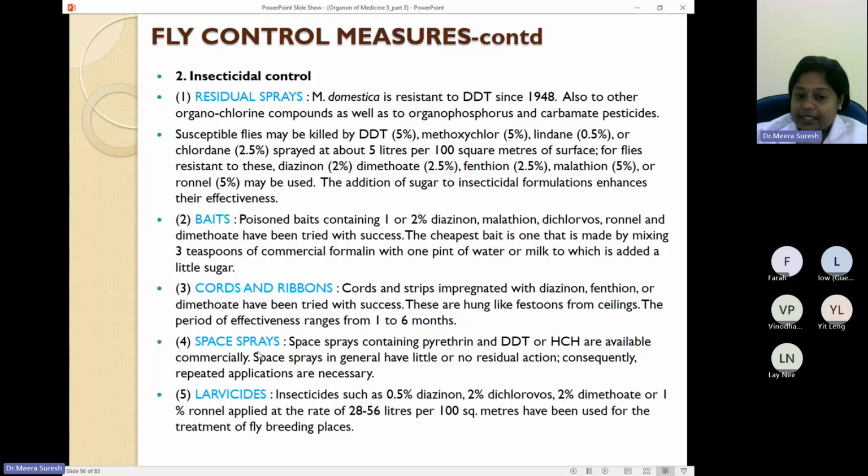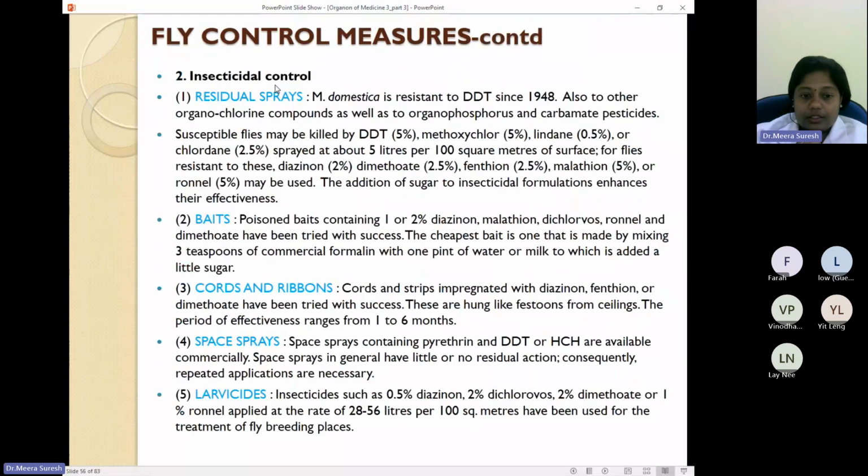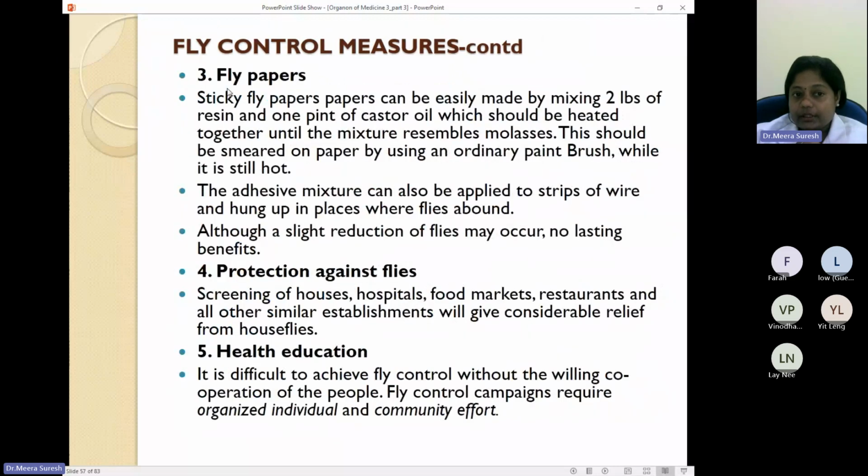We can also use space sprays, where pyrethrin, DDT, and HCH can be used, and in this case we might need repeated applications. Then we can also use larvicides; the concentration to be used in the fly breeding places has been given. We can use some fly papers, like the baits and the cords and ribbons we mentioned.